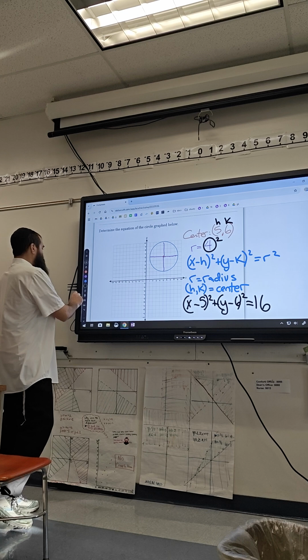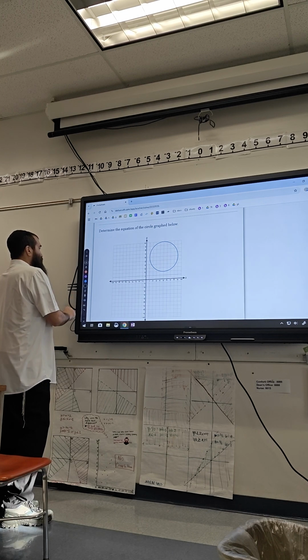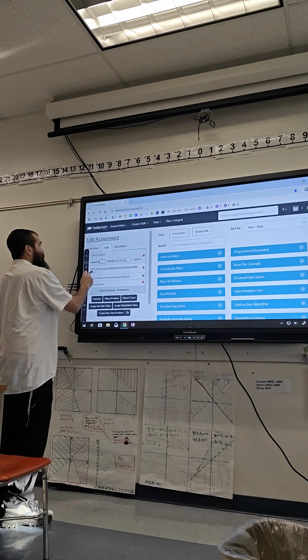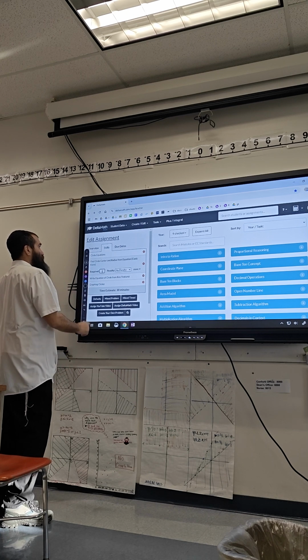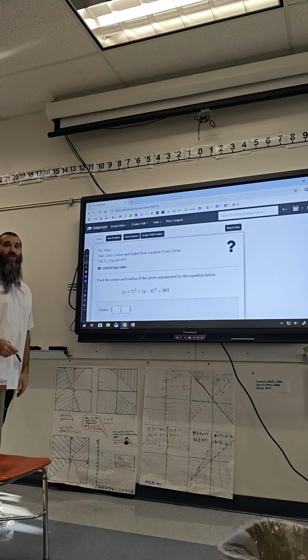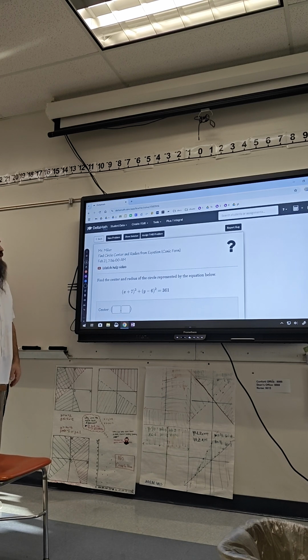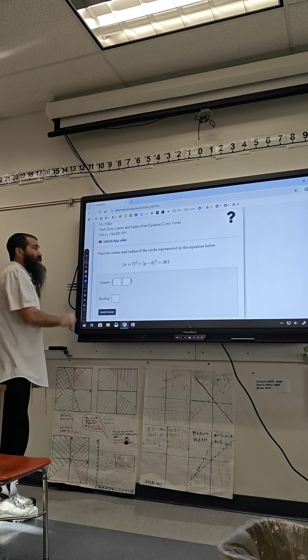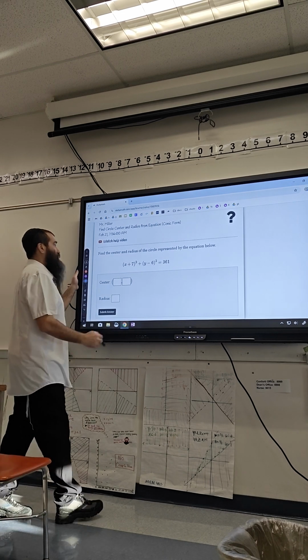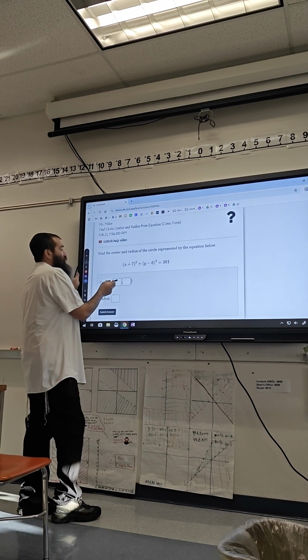All right. So then, let's go back and do this. This is gonna be similar. Okay, so this is kind of the reverse. Now you have the equation, and they just want you to tell the center and the radius.